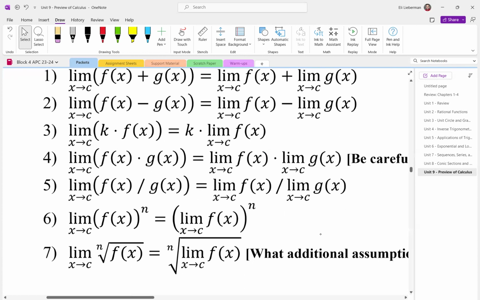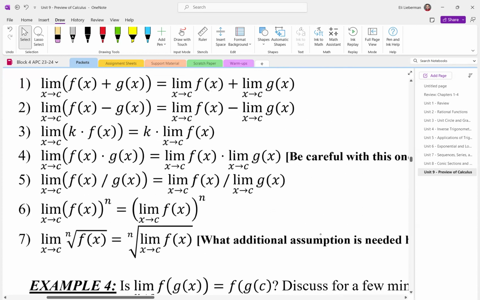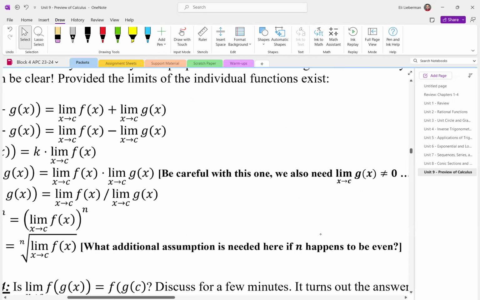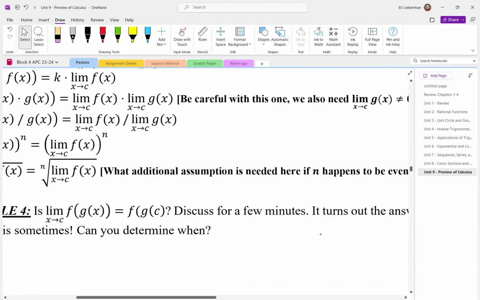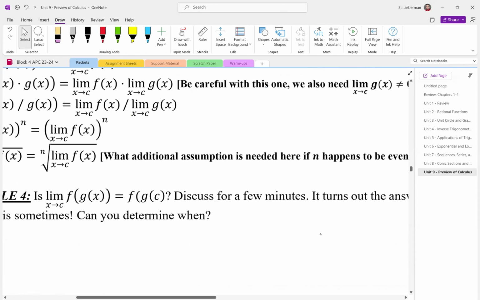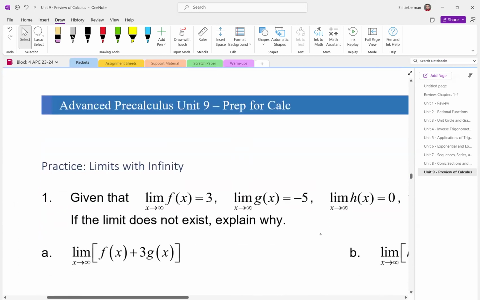I can take the power and put it on the outside of the limit, or take the radical and put it on the outside of the limit. The assumption we're making here is that if n happens to be even, the limit on the inside would have to be positive. Okay, I'm going to skip over this page just briefly and do one example. We'll come right back to it.